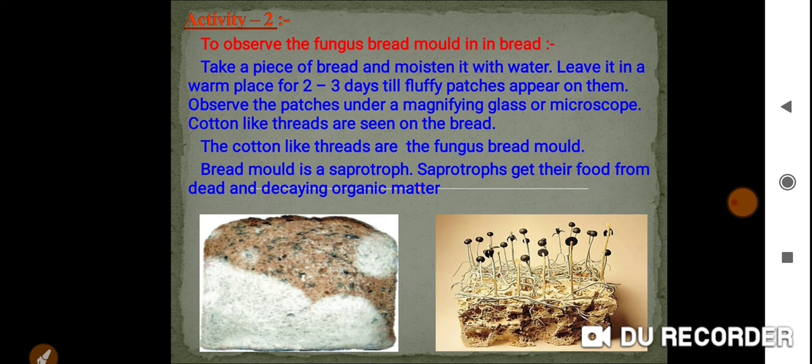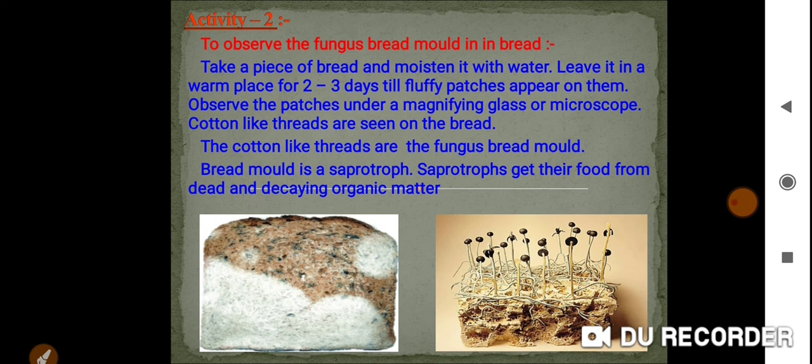These cotton-like structures will appear after 2 to 3 days on the bread piece, and they are nothing but fluffy patches. The cotton-like threads on the bread mold are nothing but fungus. The bread mold is a saprotrope; we discussed what saprotropes are.